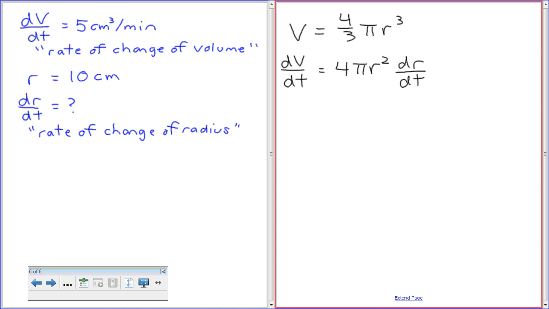Chris, go ahead. So, you put the dr over dt because of the r there, right? Yes. And the same thing, put the dv by dt because of the v there. So now we just sub in the numbers and we solve. So dv by dt is equal to 5. Equals 4 pi, r is equal to 10, and then dr by dt. That easy. That's all it is.